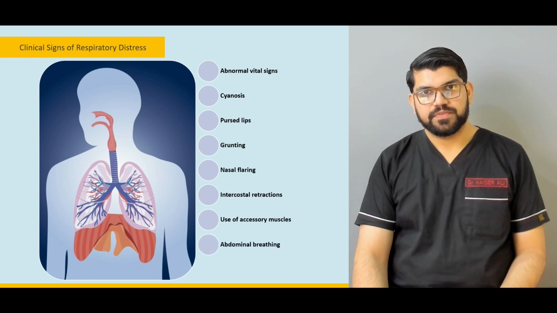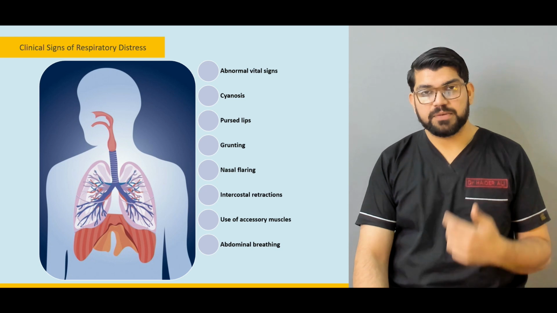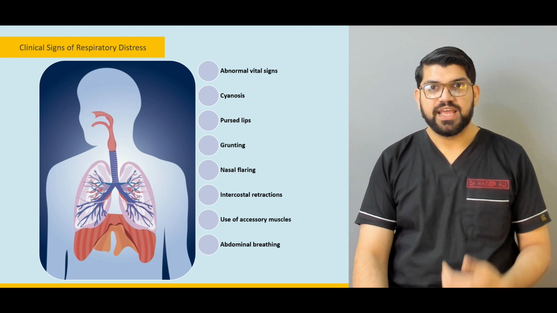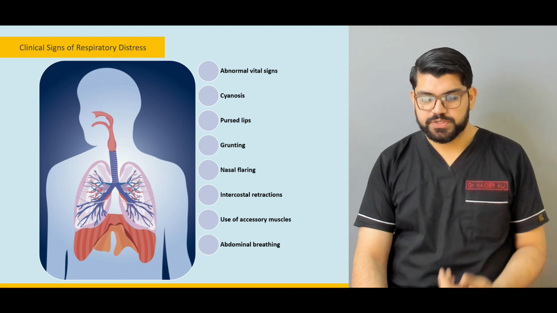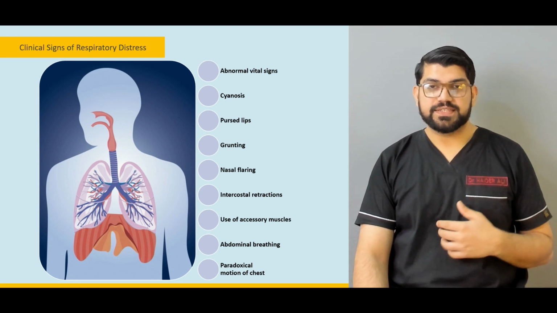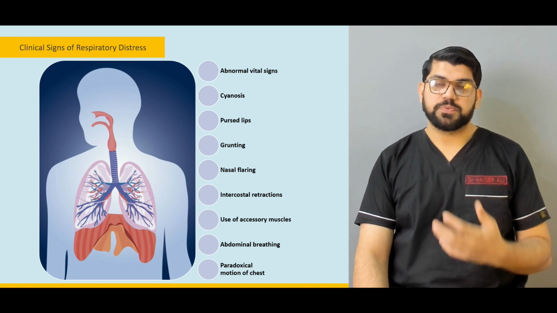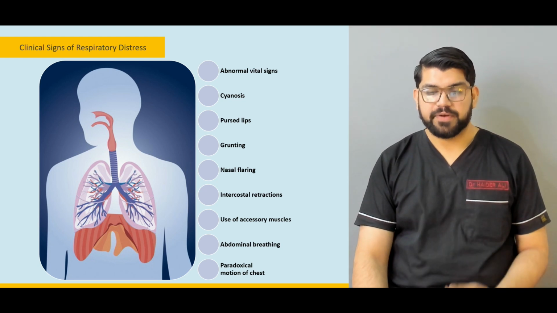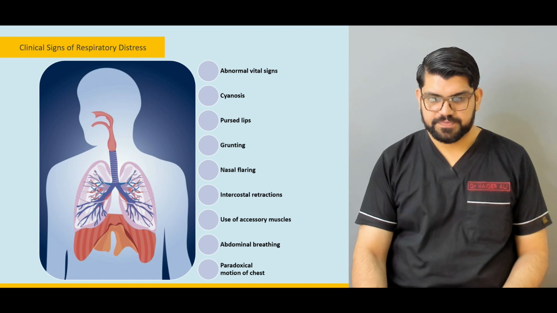Use of accessory muscles, again. Abdominal breathing. The patient is using abdominal muscles as well to take more oxygen in and to help relieve the respiratory distress. And paradoxical motion of the chest. With inspiration, abdominal contents go inside. With expiration, abdominal contents go outside. So this is paradoxical motion of the chest.